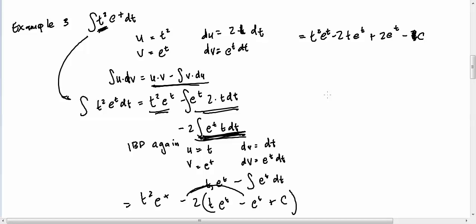I guess what you would want me to do is do the check, right? And take the derivative of this to make sure that I get my answer back. And I'll tell you what, I'm going to leave that as an exercise up to the student. Make sure that I did that right.